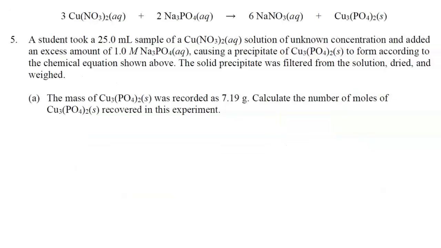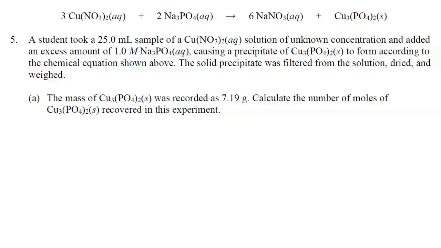A student took a 25.0 milliliter sample of a copper nitrate solution of unknown concentration and added an excess amount of 1.0 molar sodium phosphate, causing a precipitate of copper phosphate to form according to the chemical equation shown above. So in the chemical equation shown above, we have solutions of copper nitrate and sodium phosphate, and it produces aqueous sodium nitrate and solid copper phosphate as a precipitate. The solid precipitate was filtered from the solution, dried, and weighed.